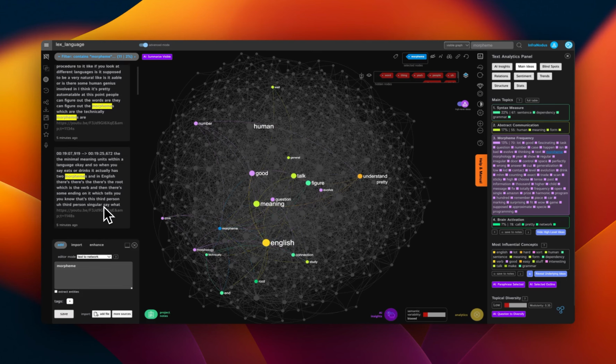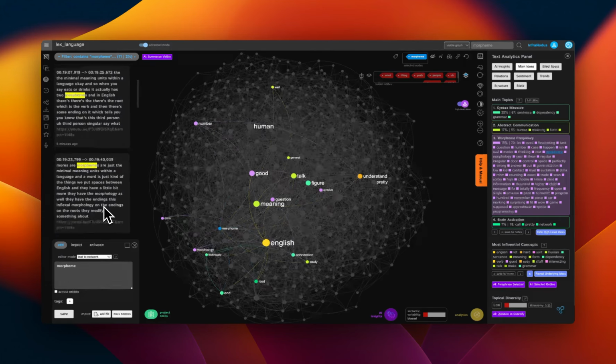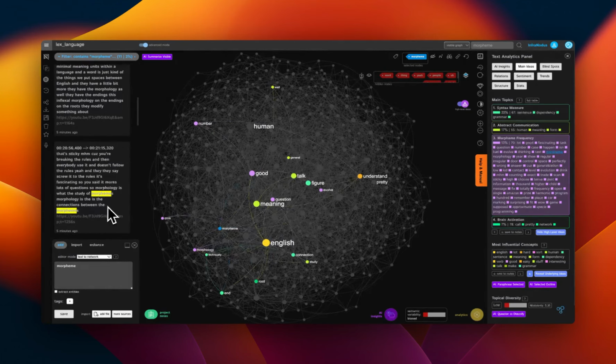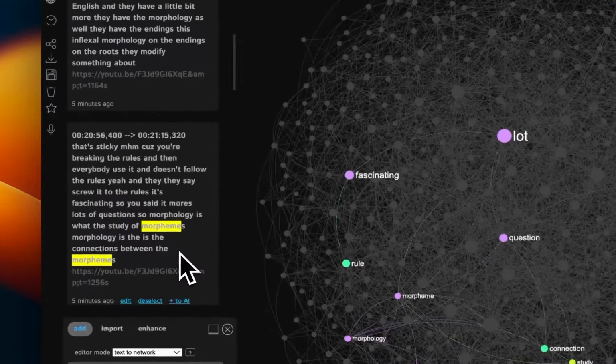I'm not sure if that's a word. It actually has two morphemes. So it's, I guess, two forms. Forms in morphological forms is probably what a morpheme is. The study of morphemes, morphology, is actually between morphemes. Okay.